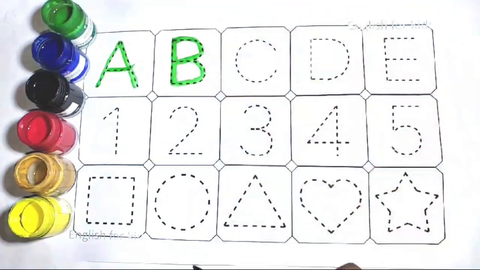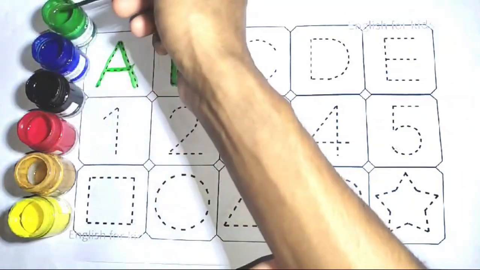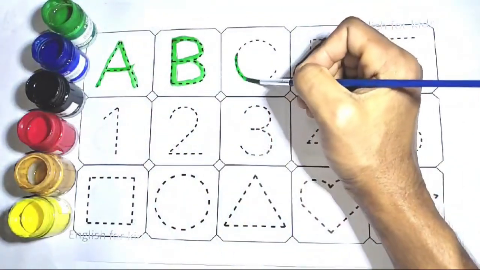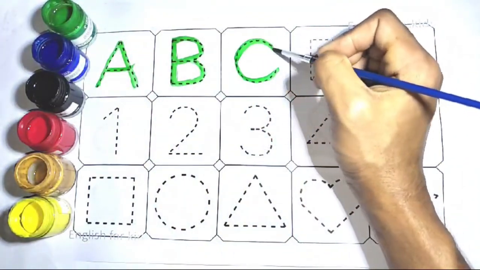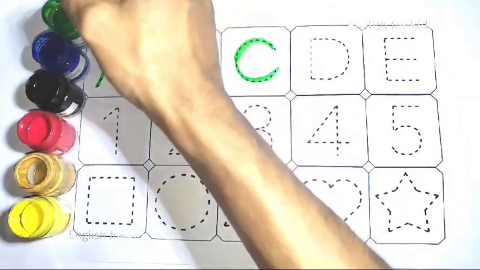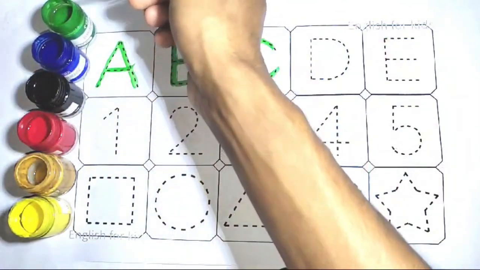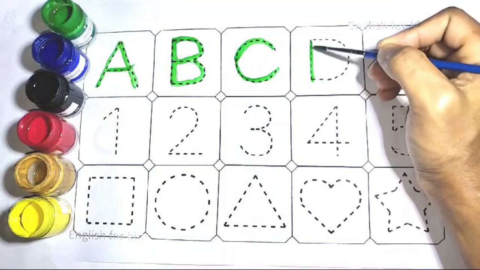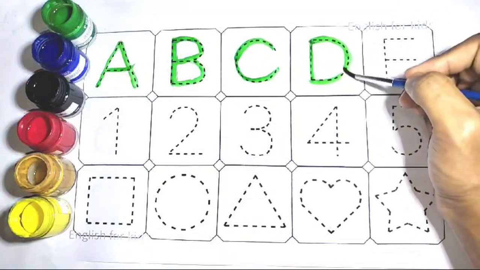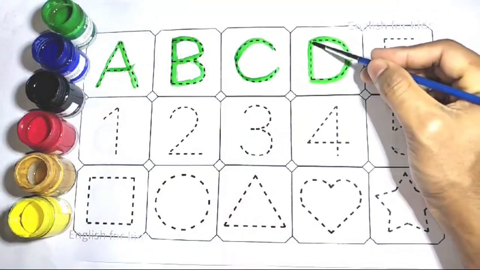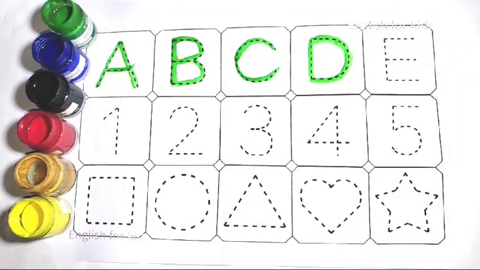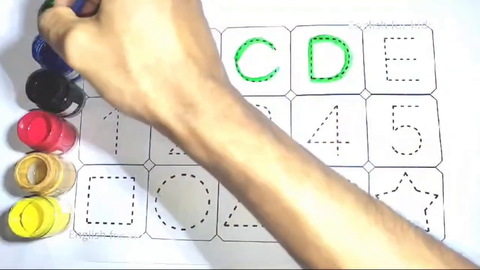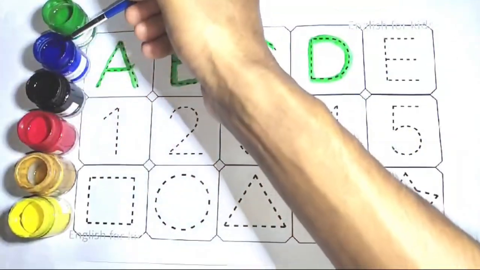B for ball. The next one is C. C for cow. The next one is D. Now we draw the letter of D. D for dog, D for doll. Now we use blue color.